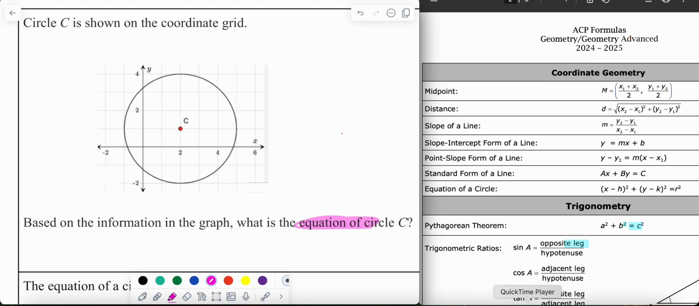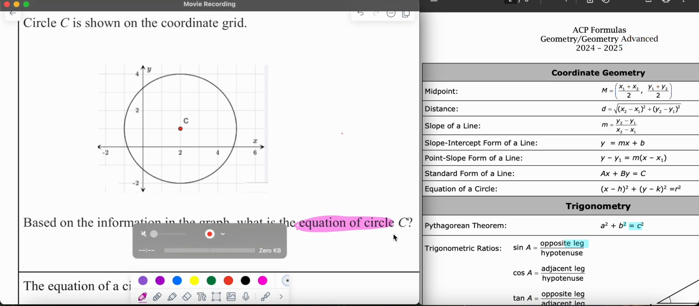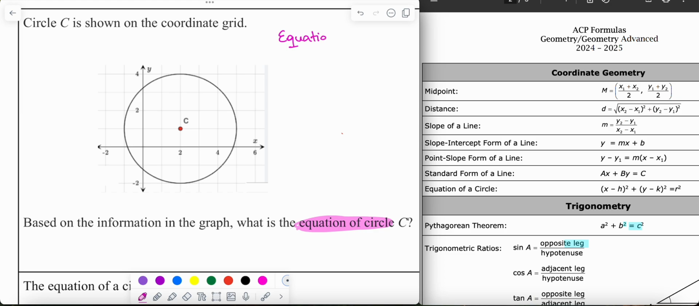Whenever a question asks you for the equation of a circle, you're going to copy that on your show work page. So we're going to write on our show work page: equation of circle. That's the equation of circle. Now you can get the equation of a circle on our formula sheet.